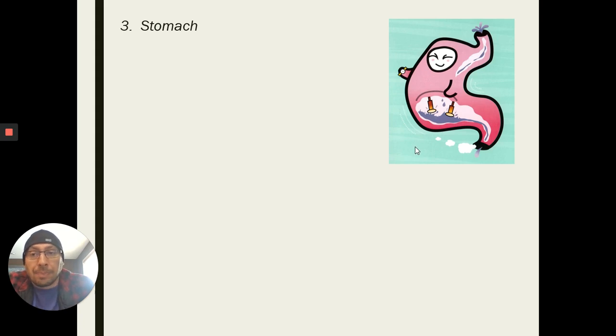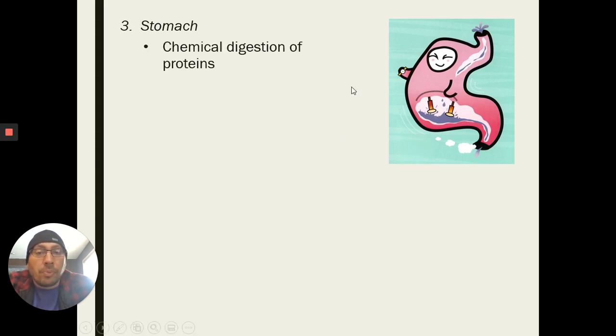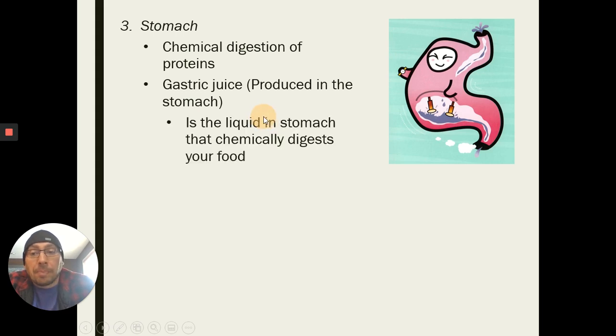This is not where babies are. Chemical digestion of proteins occurs here. And you can see the stomach is moving around. It's got some liquid and fluid in there. Those are gastric juices that are produced in the stomach. That's the liquid that actually chemically digests your food, okay?